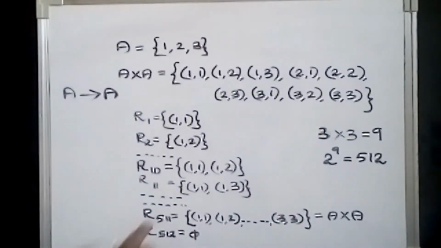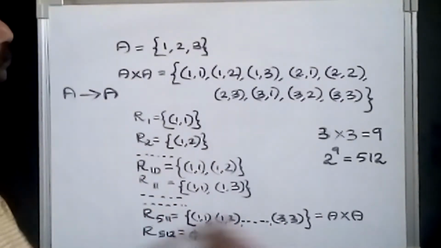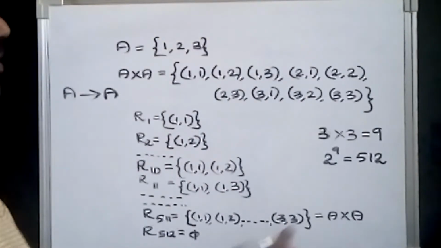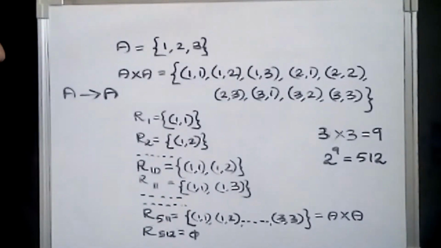Here, A cross A is the longest relation, and we call it the universal relation. A cross A is called the universal relation, and phi is called the empty relation. Then we have to know what a universal relation is and what an empty relation is.